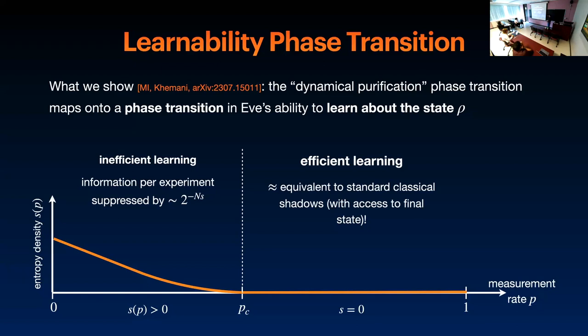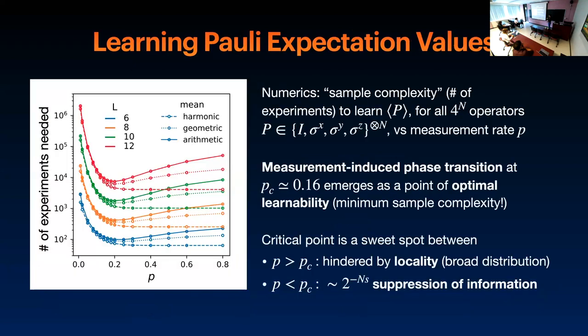And now we can unpack the consequences of this on various more concrete tasks that one could ask about. A very natural thing to do is learning expectation values on the state. So what is the expectation of sigma x tensor sigma y tensor, some kind of string of Pauli matrices, right? This contains all one body, two body operators, but also more complicated many body operators.